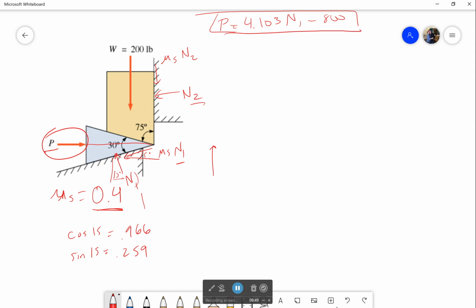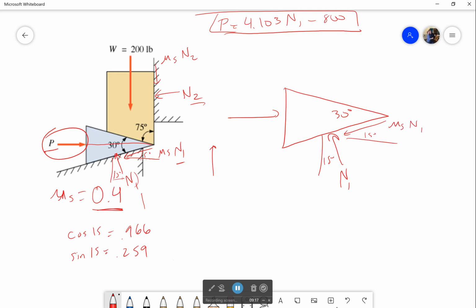Now that I've done that, I'm out of equations here. I still haven't solved, so I'm going to have to break it up into individual free-body diagrams. So I'm going to take P right here, and just look at this one. This is my little wedge. It's 30 degrees. I still have my normal force 1, just like before. I still have my frictional force, just like before. But now I have a new one. I have this contact force in between these two objects.